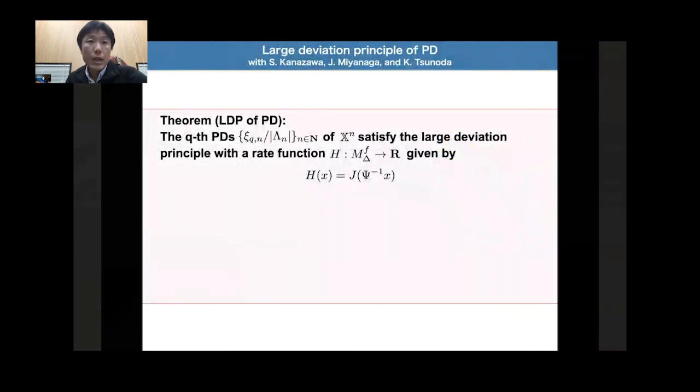And then, as before, we can generalize this result to the setting of the persistence diagrams, and this is the main result of my talk today. Namely, the normalized persistence diagrams satisfy the large deviation principle with a rate function h defined by this form. Well, before going into the detail, I'd like to emphasize here that we can now study rare events characterized by persistence diagrams from this result.